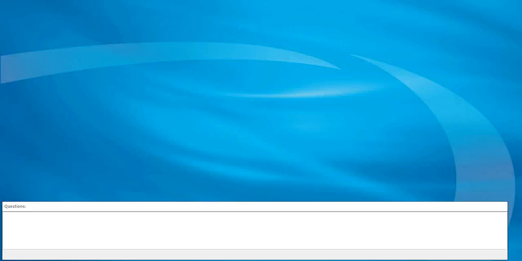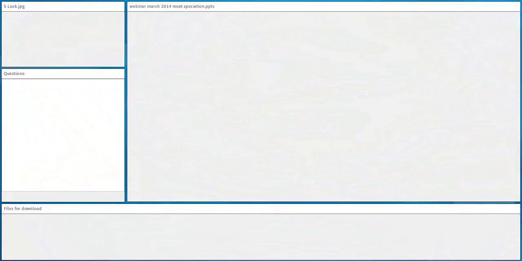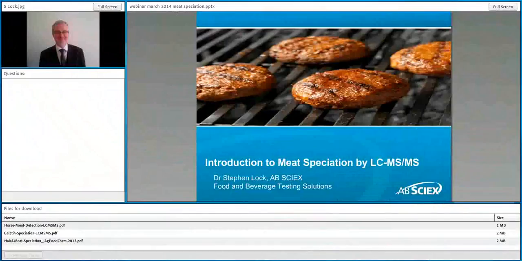But before we get to Jens' presentation, I'm also pleased to welcome Steve Locke, the Technical Applications Manager from AB Sciex, who will first give us a brief introduction of some of the basics of using mass spectrometry for meat speciation.